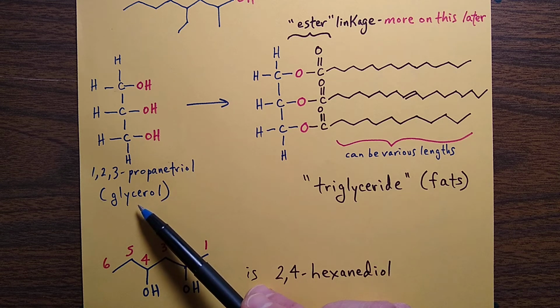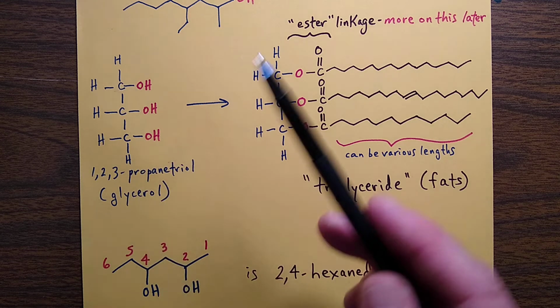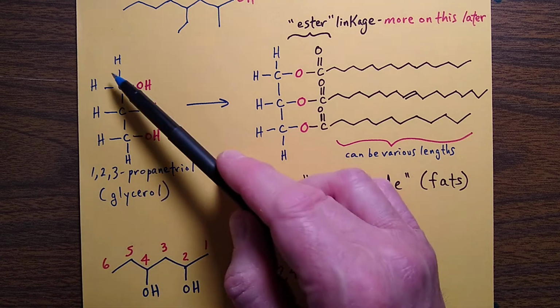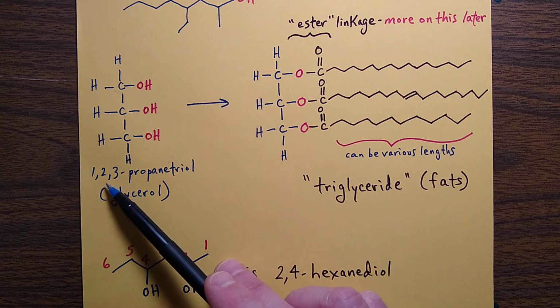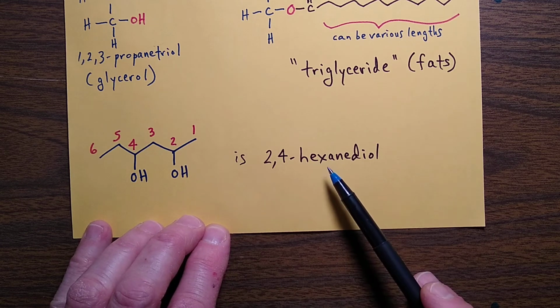They actually use it to make nitroglycerin, which is an explosive, but it's also used to treat patients with heart failure. Not sure how that works, but it does. It's very effective. How would we name this compound? Well, it's called 1,2,3-propane triol for similar reasons that this is 2,4-hexane diol.